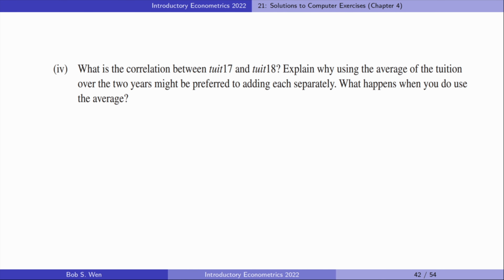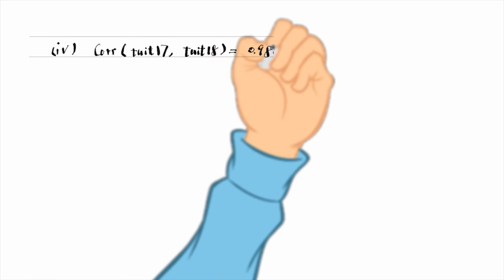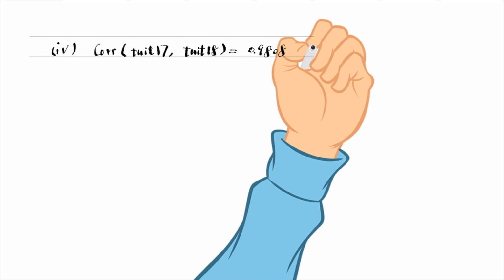We calculate the correlation between the two tuition variables in part 4. It is 0.9808. They are extremely highly correlated with each other, and it leads to a multicollinearity problem. The standard errors are high as a result. That is why they are individually insignificant. Using the average of them can avoid this problem.